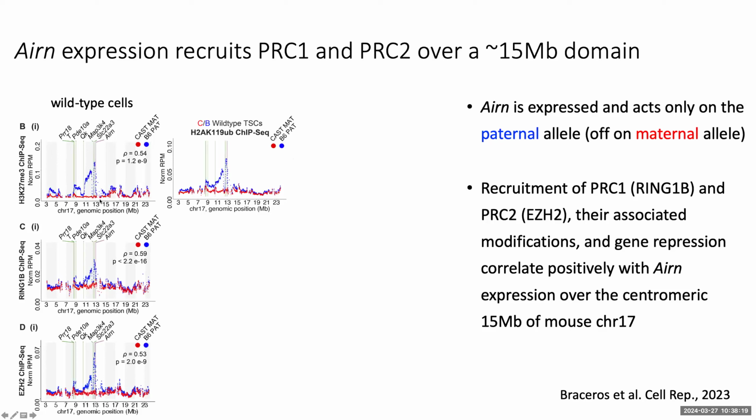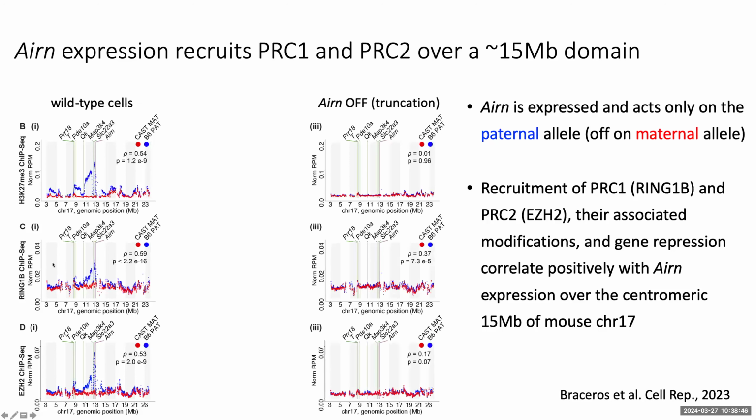And what we've done in these plots is we've centered the Airn non-coding RNA locus, and you can see, on the paternal allele specifically, this really incredible enrichment for PRC1 and PRC2 directed chromatin modifications, over what ends up being about 15 million base pairs. And we see something very similar if we profile the catalytic components of both PRC1 and 2 by ChIP-seq.